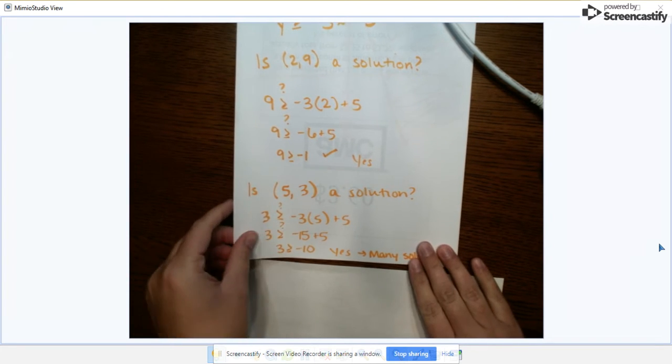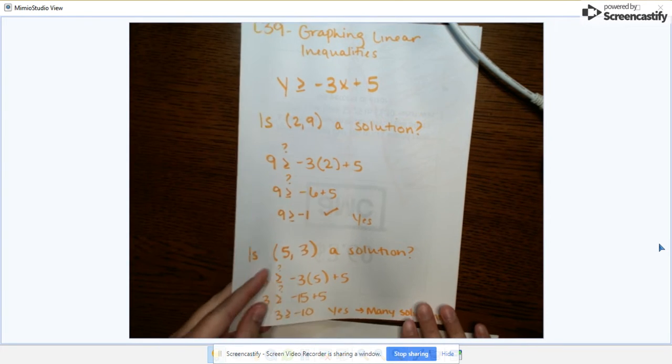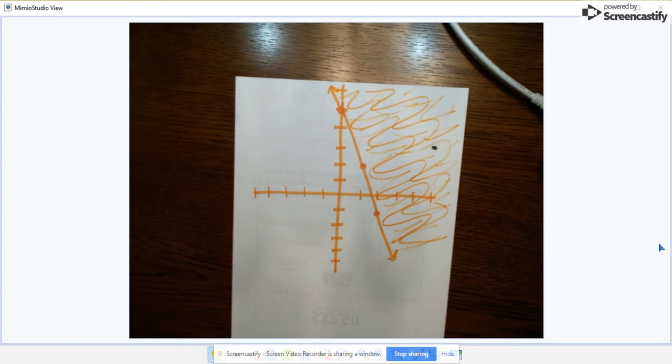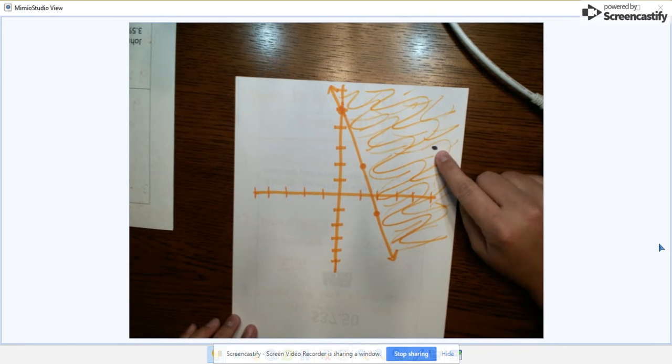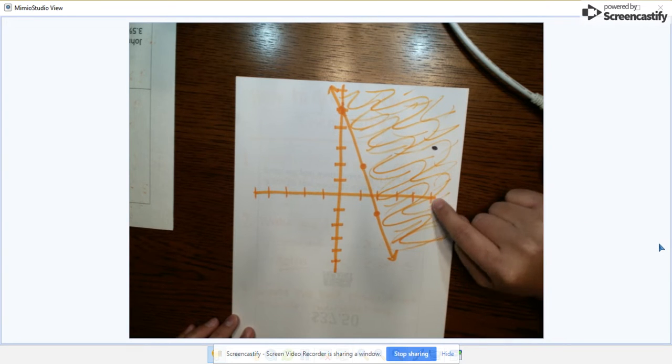So if I were to graph this inequality, y is greater than or equal to negative 3x plus 5, it would look like this. And here is our point (5, 3). The shaded region is all of the solutions. So there are thousands of solutions. There's actually an infinite amount of solutions in this shaded region.